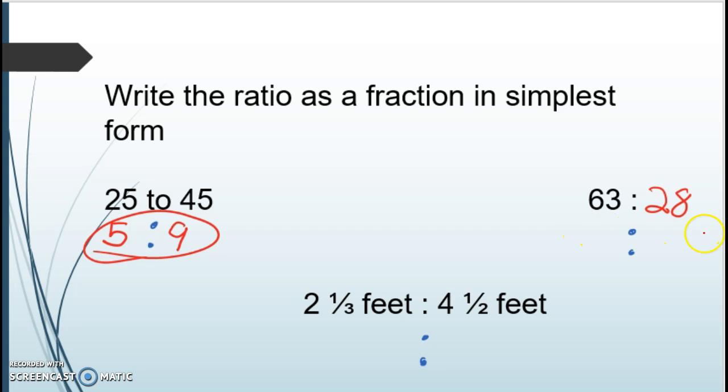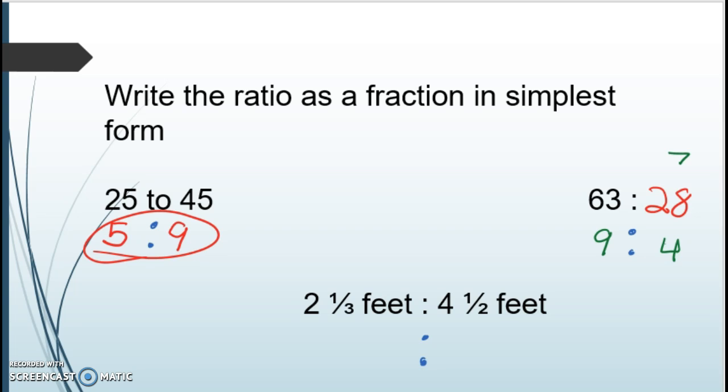So if we have 63 to 28, we need to think of what number we can take out of both of those. I know that 1 goes into 28, 2 goes into 28, 4 does not go into 28. I know that, let's see, 6 wouldn't work, 7 might work. I think 7 does work. So if we take a 7 out of both of these numbers, this is going to be a 4, and then this would also be a 9. So we would have a 9 to 4 ratio.